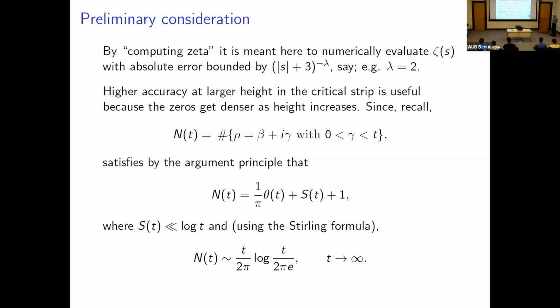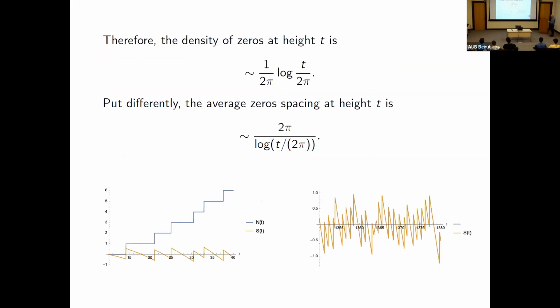So because of this asymptotic, or this size of theta(t), we know that N(t) behaves this way. So up to height t, you have more than t zeros. So in a distance of t, you have more than t zeros. So the spacing between the zeros is getting smaller and smaller. They're getting denser and denser. So at high t, you can calculate from this formula that the density is asymptotic to 1 over 2 pi log of t over 2 pi.